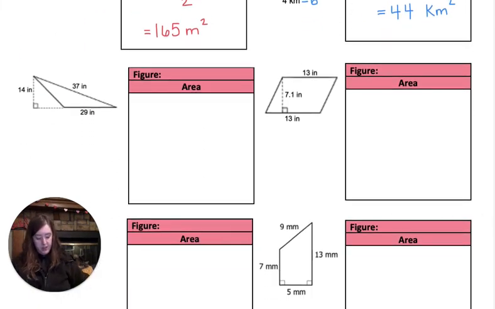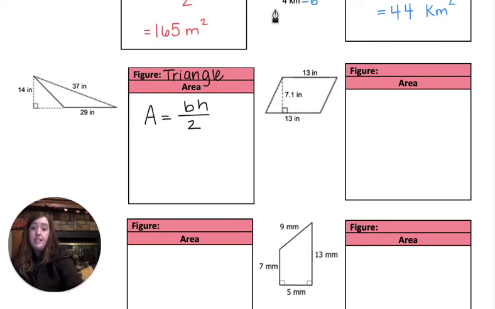Here we have another triangle. To find the area of a triangle, that's base times height divided by 2. The base and the height always make a right angle together. So there's our right angle. Coming off of here, that 29 is my base. This 14 is my height.